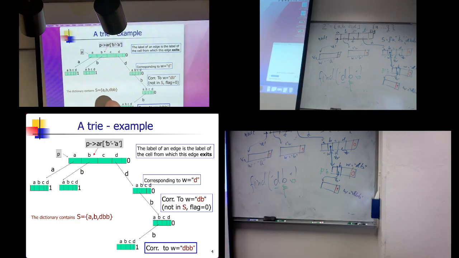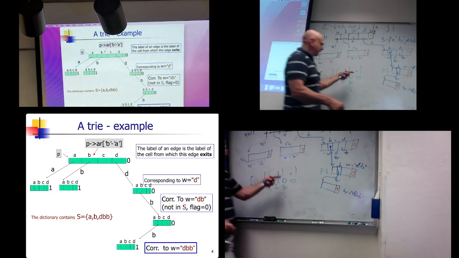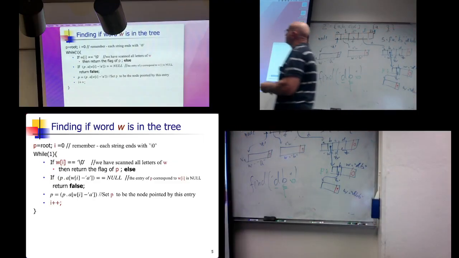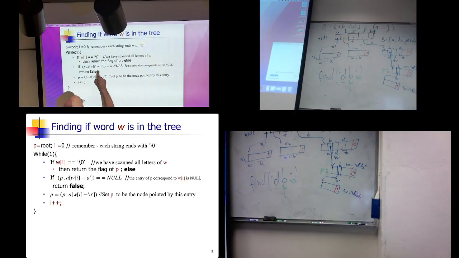Fair enough? So actually, in the code itself, if you look at it, all you are returning, instead of checking yes or no, is just the flag of the node P that you are looking at. And that will tell you, yes, there is somebody or not.